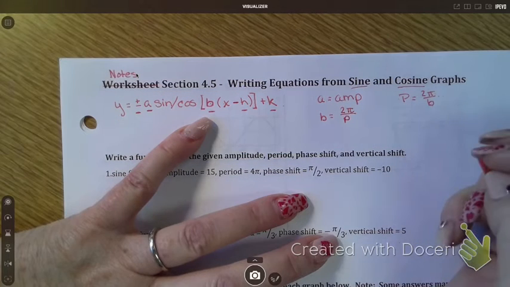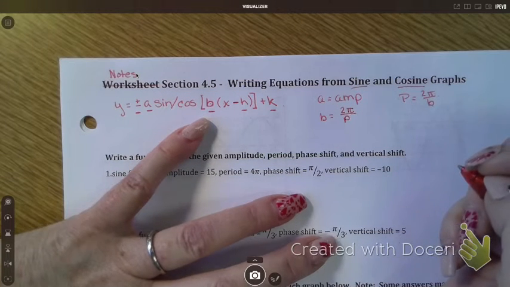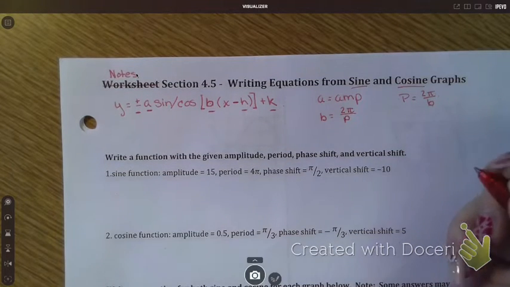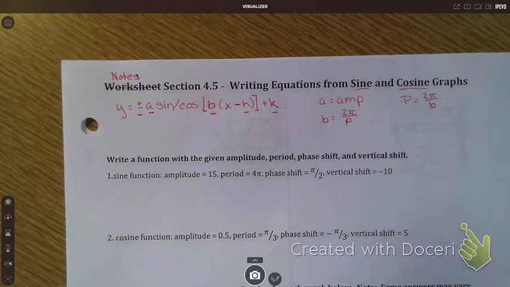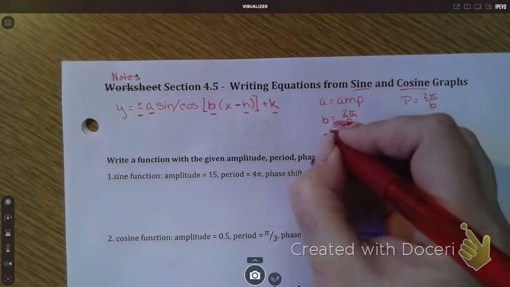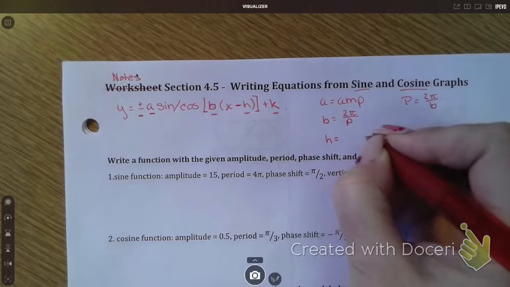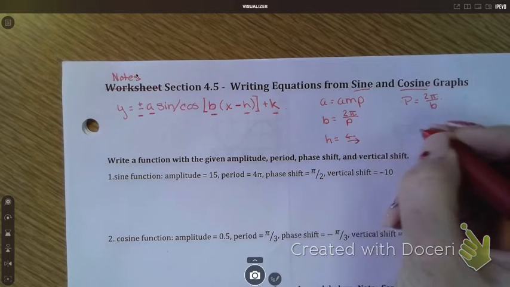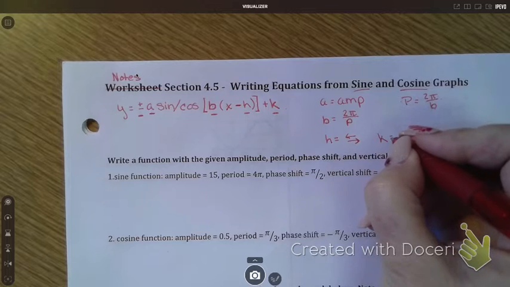What does P stand for? Period. How would you describe period? How long or how much of the x-axis it takes for it to repeat. It's one complete cycle. So H is what? Horizontal, so left or right. And K is what? Up or down.